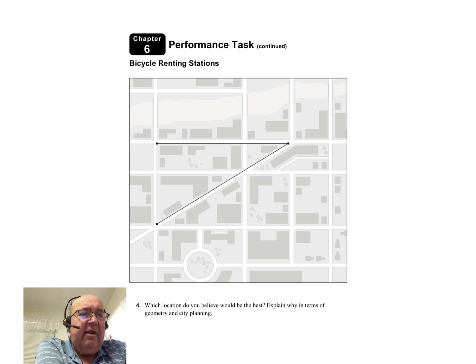Again, I'm going to be looking for your math skills as far as finding those points and being somewhat accurate as to where they're located. And then I'll be looking at the steps you use to find those. And finally, your justification in terms of geometry and city planning as to your choice.